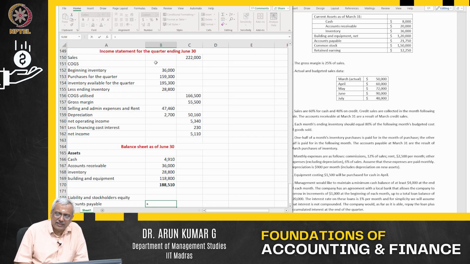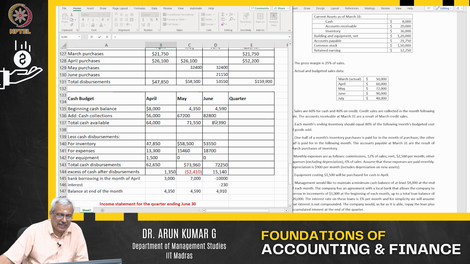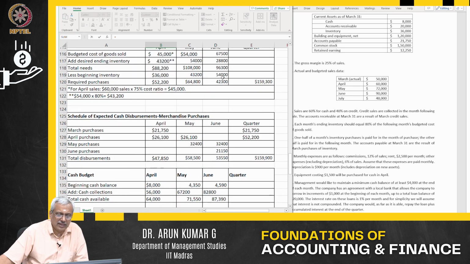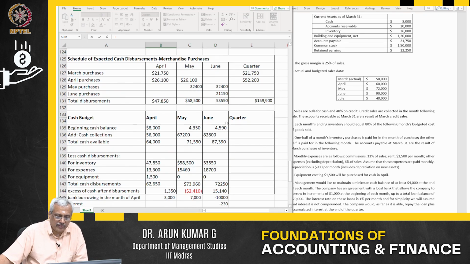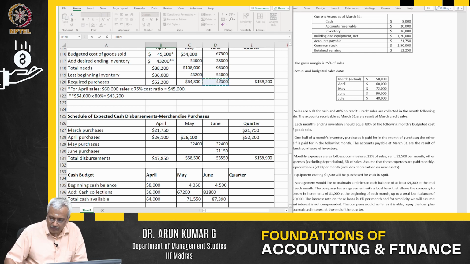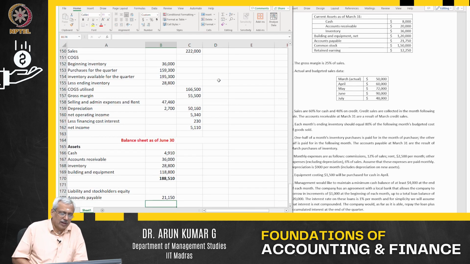What is the accounts payable? It says that one half of the inventory purchase is paid for in the month of purchase. The other half is paid in the following month. So, what is the purchase that you are making in the month of June? 43,200 is the required purchase what you are making. 50% of it you are going to pay in the month of June. 50% of it you are going to pay subsequently. So, now the accounts payable in this particular case is basically 50% of this purchase.